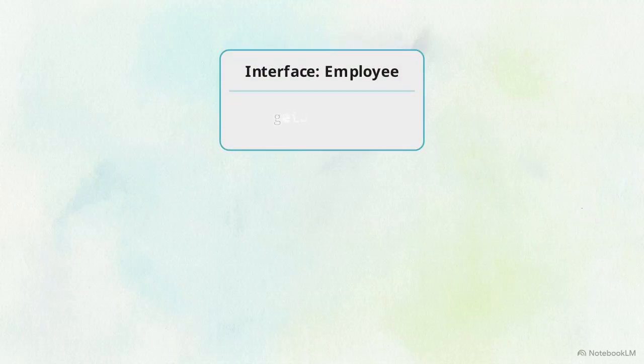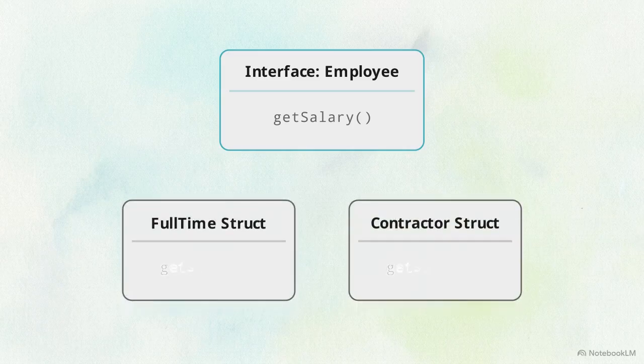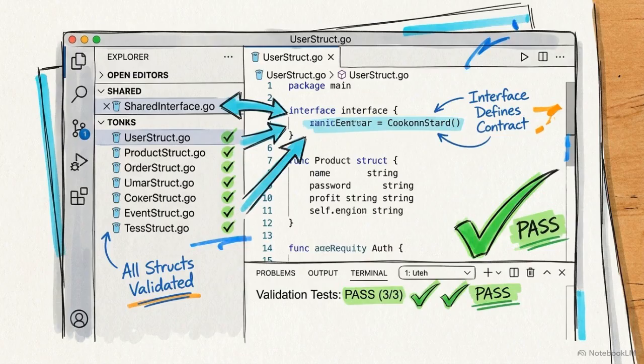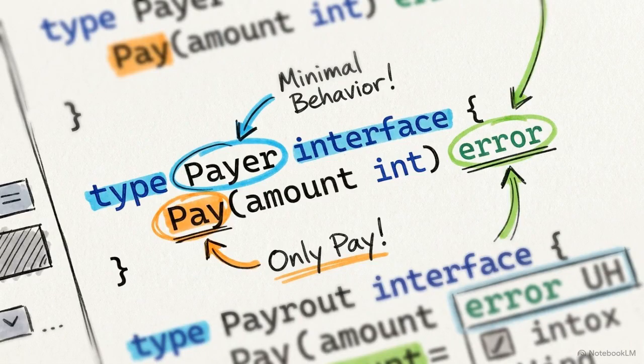This employee interface requires a getSalary method. Down below, our full-time and contractor structs don't declare any relationship to that interface. But because both structs possess the exact getSalary method required, the compiler automatically links them. This allows you to piece together modular components organically. You can define small, highly specific interfaces to group data long after the underlying structs were originally written.